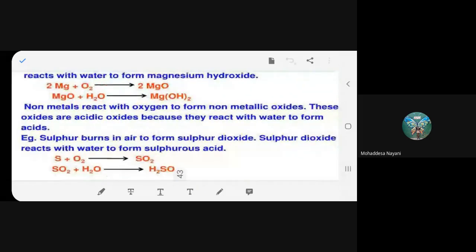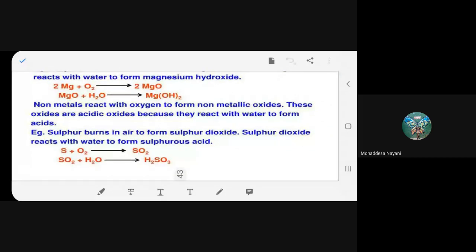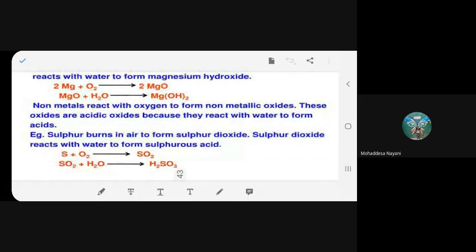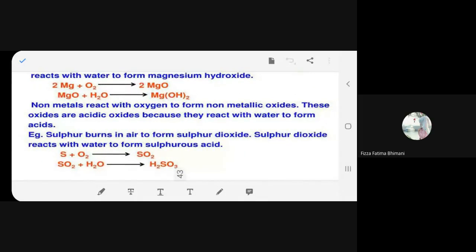Yes, ma'am. Now let's talk about nonmetals. Nonmetals react with oxygen to form nonmetallic oxides. These oxides are acidic oxides because they react with water to form acids. Example, sulfur burns in air to form sulfur dioxide. Sulfur dioxide reacts with water to form sulfurous acid.